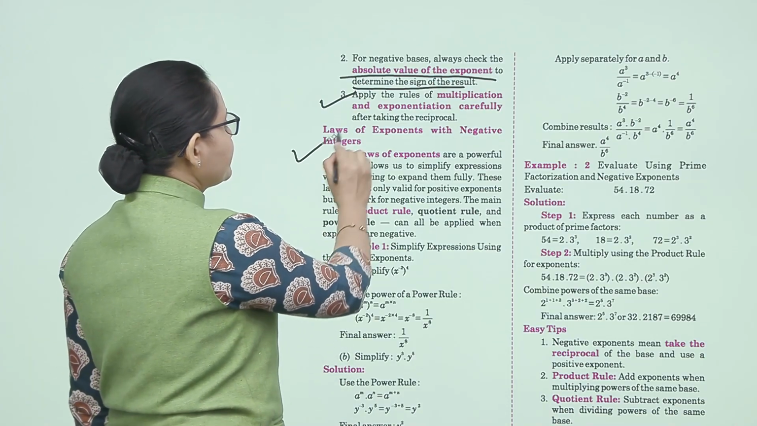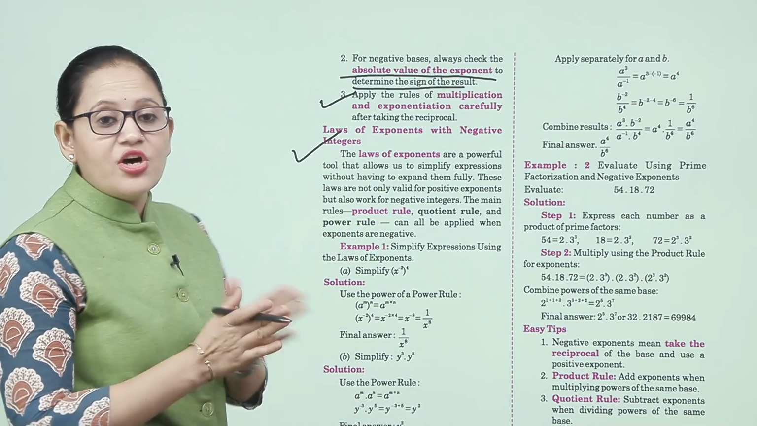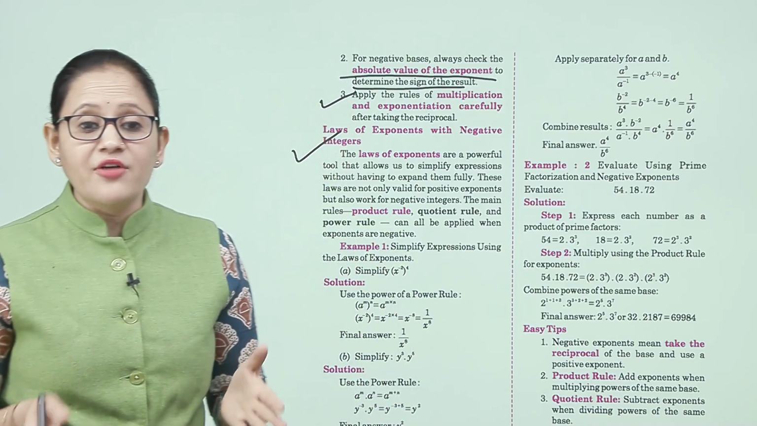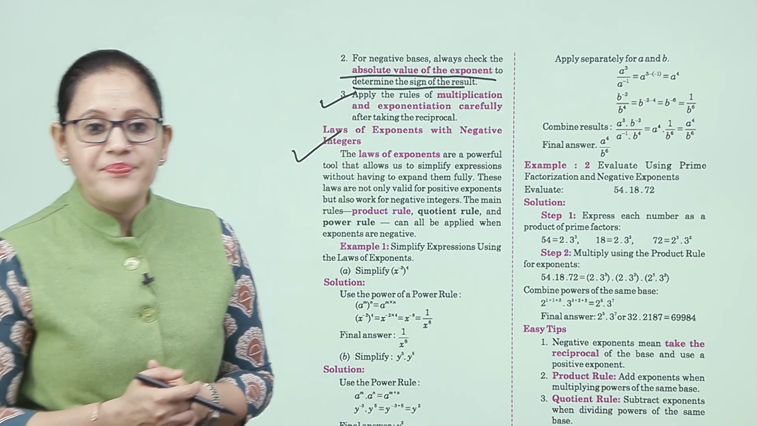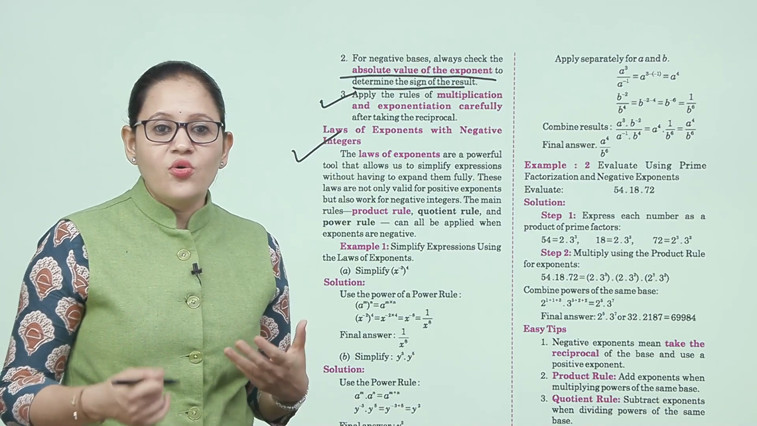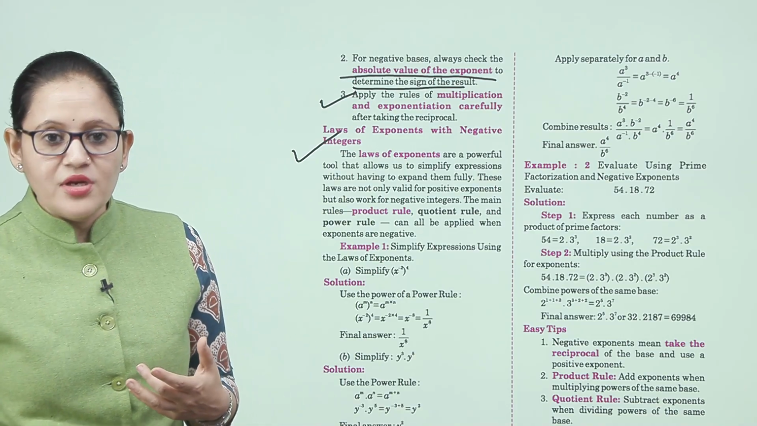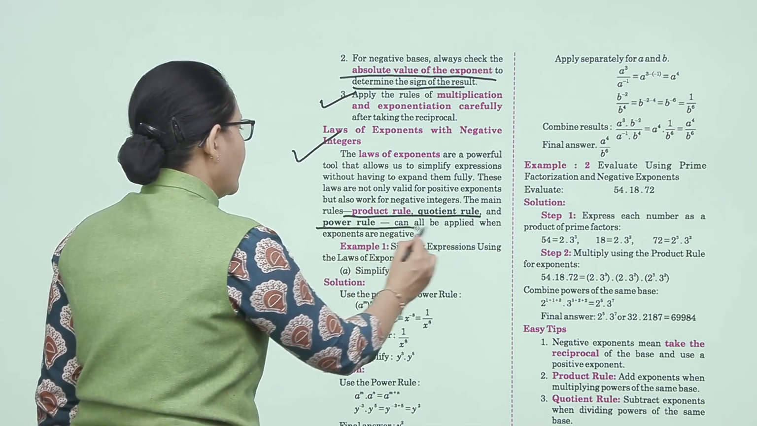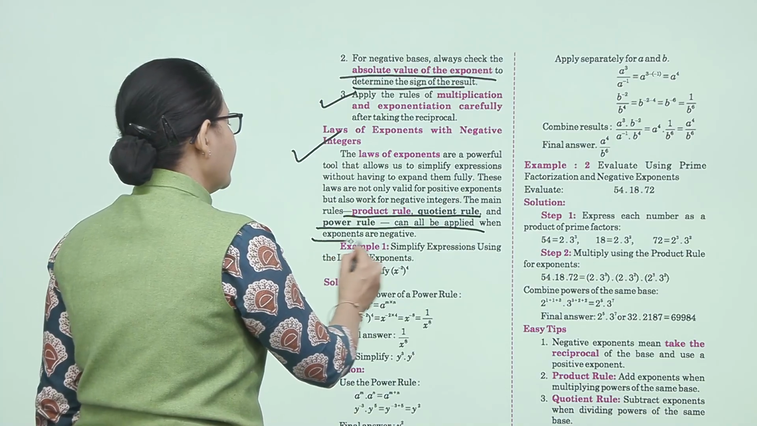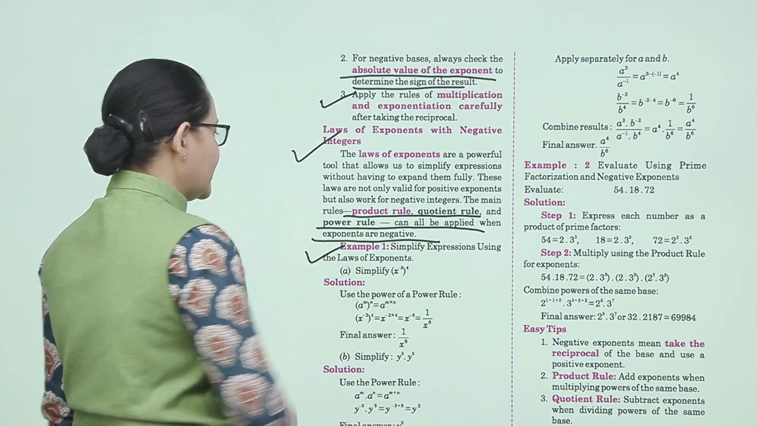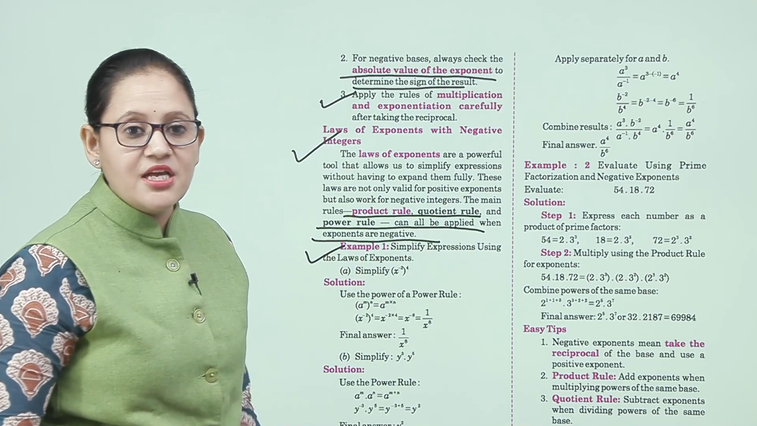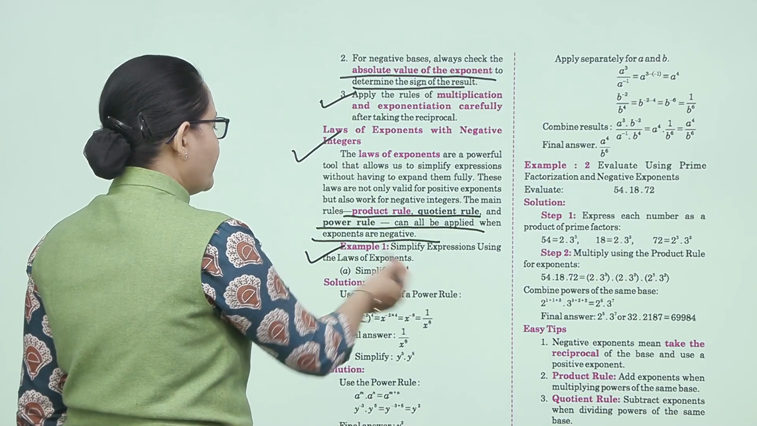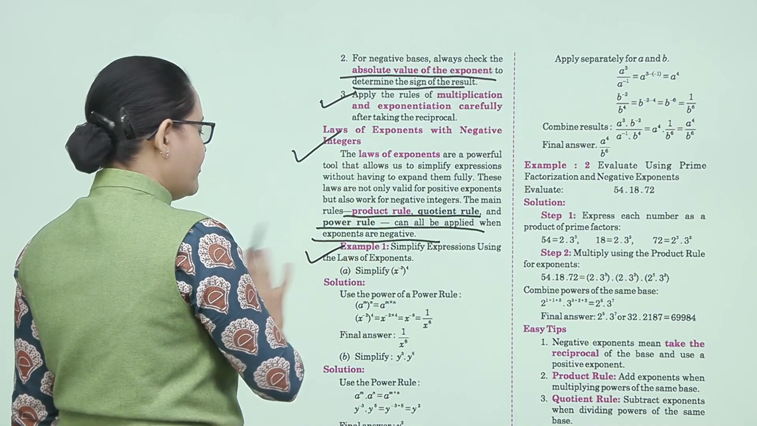Now, laws of exponents with a negative integer. The laws of exponents are powerful tools that allow us to simplify expressions without having to expand them fully. These laws are not only valid for positive exponents; the product rule, quotient rule and the power rule can all be applied when the exponents are negative. Let's take an example here. Simplify the expression using the laws of exponents. We have to simplify x to the power minus 2, whole power 4.